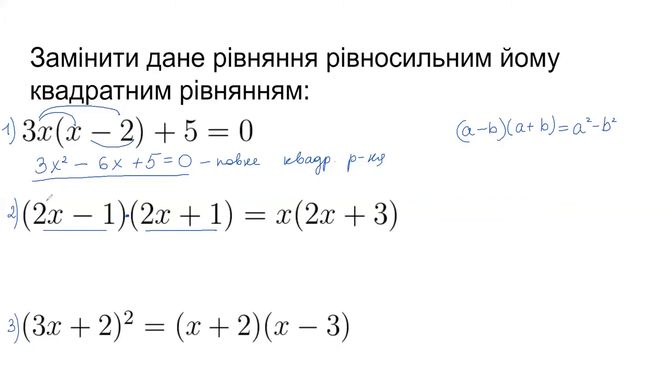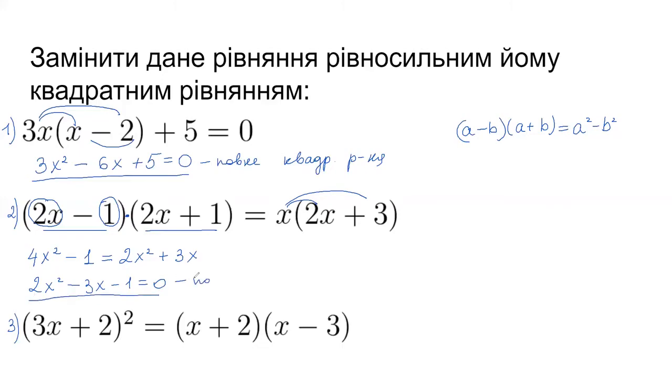So the same in our equation. Our a is 2x and our b is 1. So we can rewrite this like 4x squared minus 1 equals. And the right side we can just simplify it. So let's see, x times 2x equals 2x squared plus x times 3 would be plus 3x. And actually we can simplify to move everything to the left side. It would be 2x squared minus 3x minus 1 equals 0.